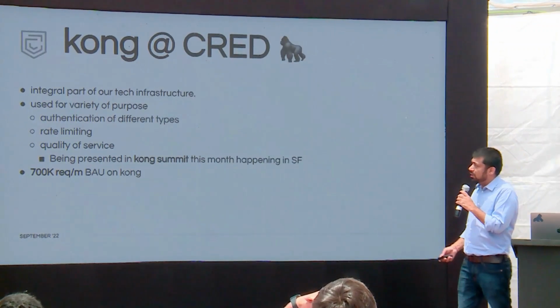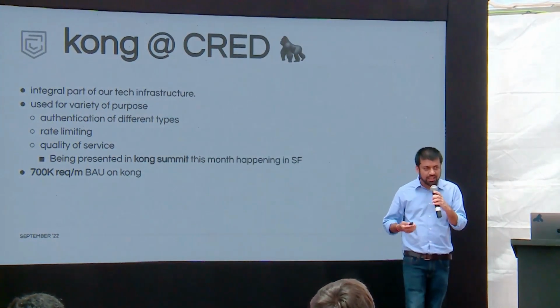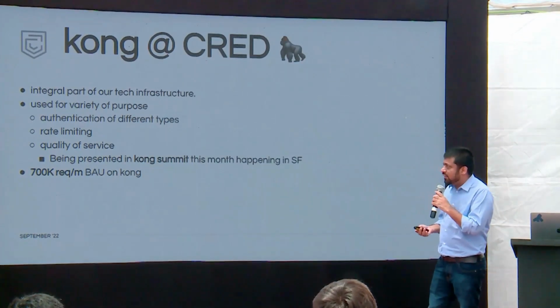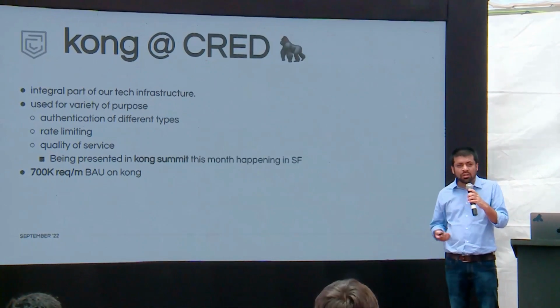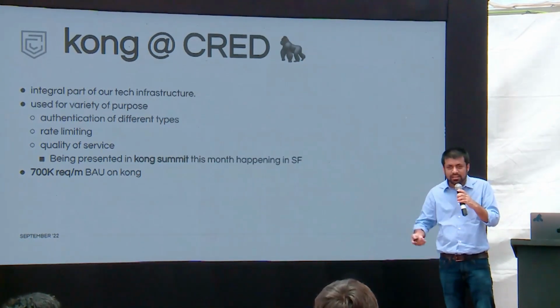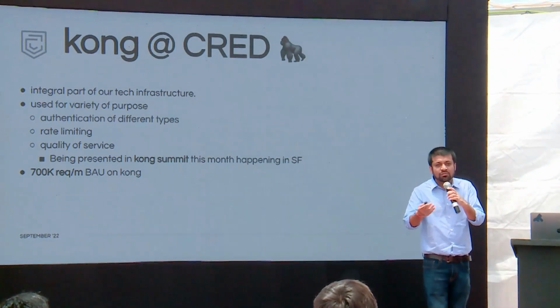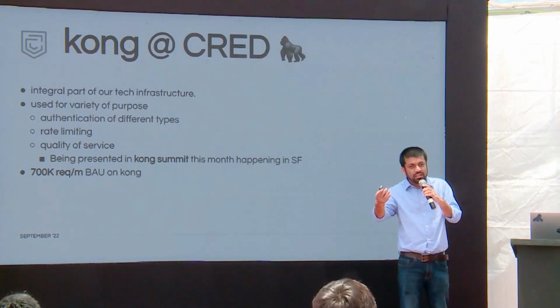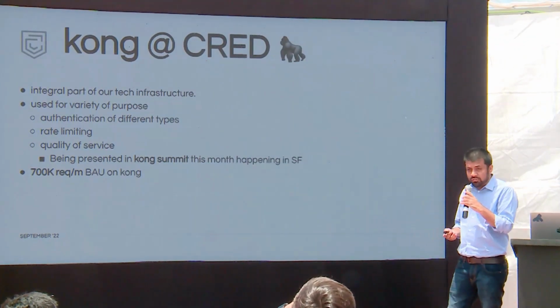Now, talking about Kong at CRED, it is a very integral part of our tech ecosystem, and we use it for a variety of purposes. For example, we use it for authentication of different types on the user side, partner side, merchant side, etc. We use it for rate limiting, as Jess mentioned. We also do API rate limiting. We also use it for quality of service.